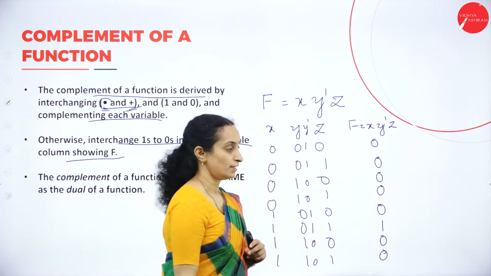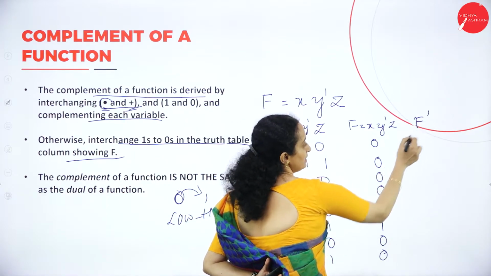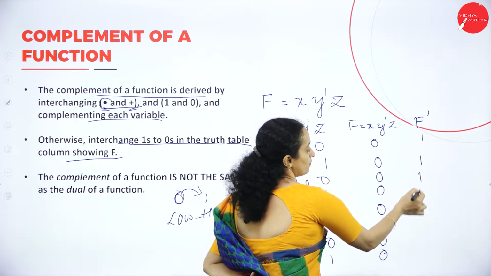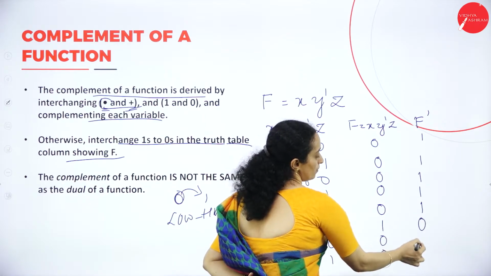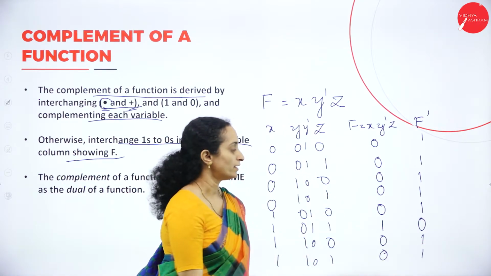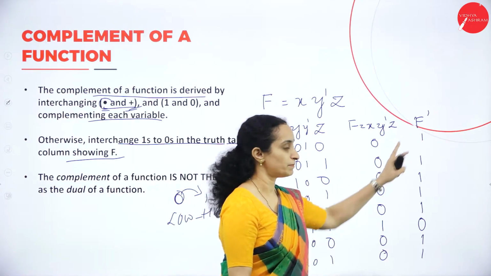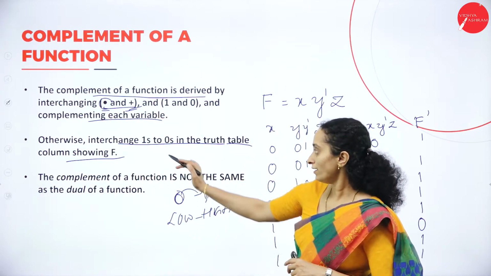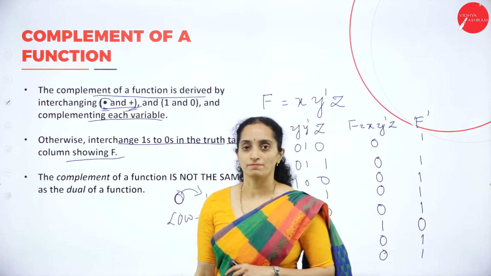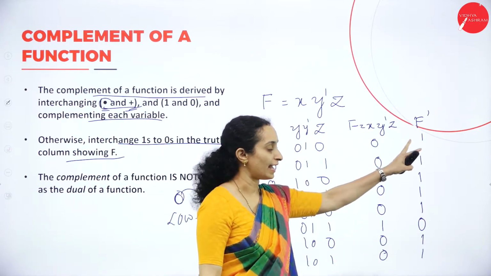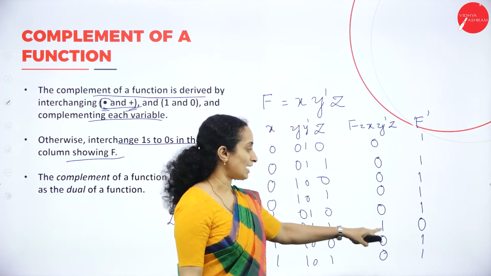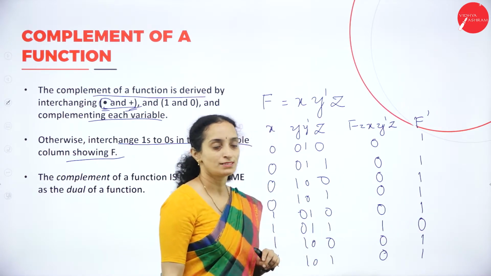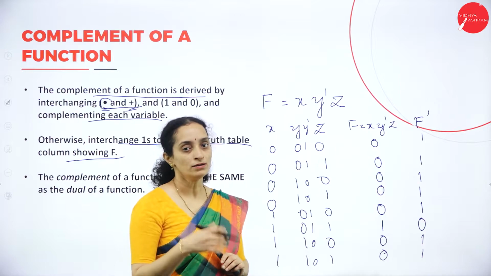So, how do you find the complement? f dash is found by complementing these values. So it will be 1, 1, 1, 1, 1, 0, 1, 1. Okay, so you have the truth table for the complement. Either you can do it by interchanging the operators or by the truth table. You get the function f dash by changing the state. If it is 0, change it to 1. If it is 1, change it to 0. This will give you the complement.